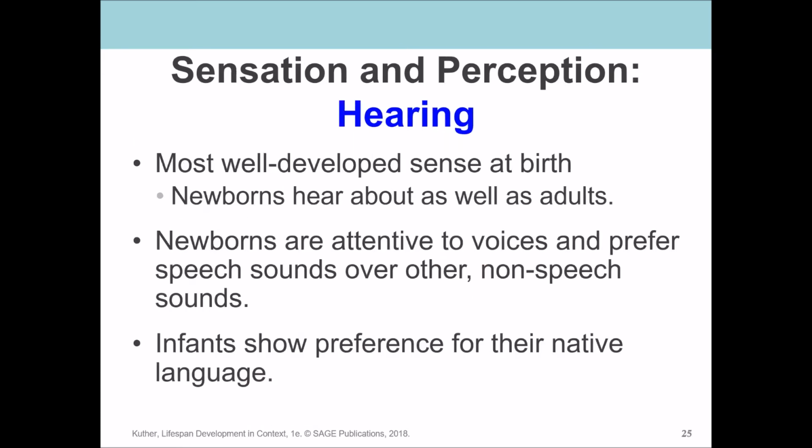Hearing is the most well-developed sense at birth. The capacity to hear develops in the womb, and newborns can hear about as well as adults, and they can discriminate amongst sounds fairly well. Newborns are very attentive to voices. They prefer speech. They even show a preference for their mother's language over others' language because they heard it in the womb. They even show recognition of nursery rhymes or music that they heard while they were in the womb as compared to other music.